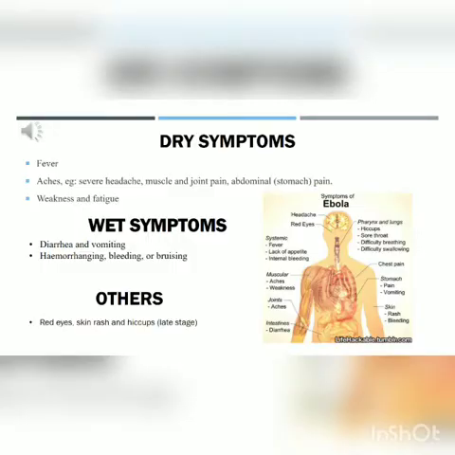Ebola has 2 types of symptoms. One is dry symptoms. For example, an infected person will have fever, severe headache, muscle and joint pain, abdominal pain, and fatigue. Secondly, wet symptoms, such as diarrhea, vomiting, bleeding, and some uncommon symptoms like red eyes, skin rash, and hiccups, which usually happen at the late stage of infection.